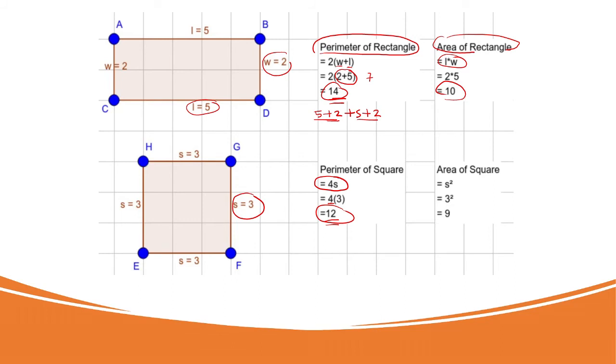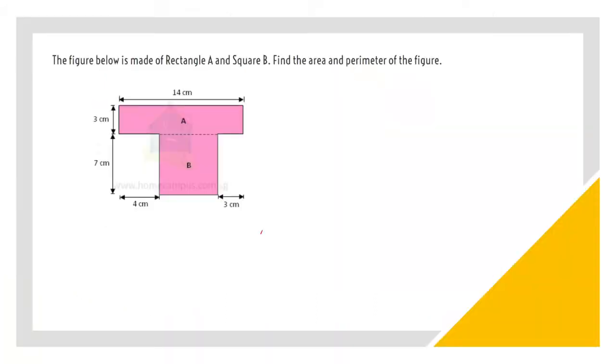All right. Now the area of a square, you know that area equals side times side, right? So S times S. 3 times 3, so you get 9. Easy, right? All right. For some of you, we have a different figure here.